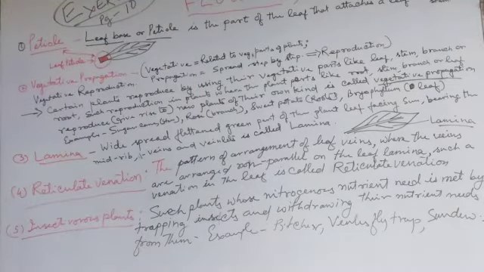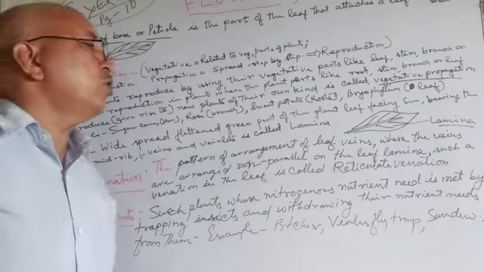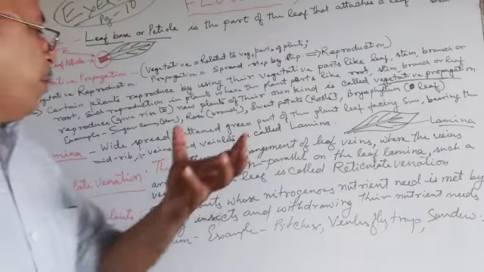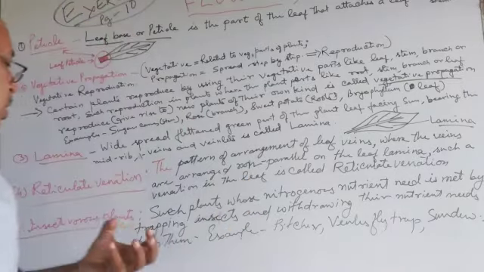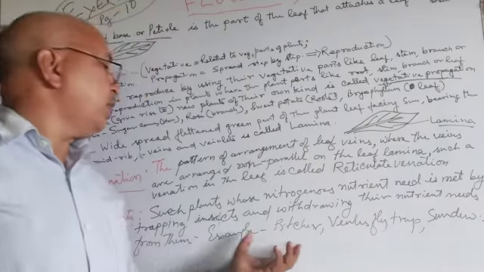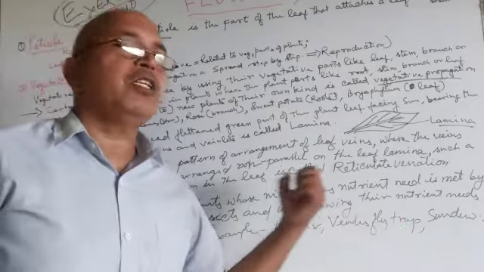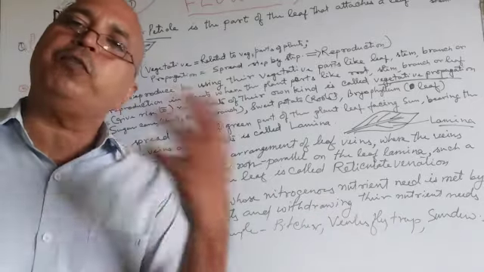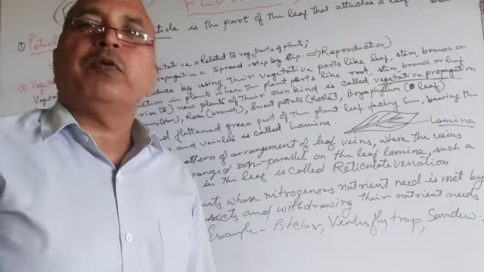Then insectivorous plants, such plants whose nitrogenous nutrient need is met by trapping insects and withdrawing their nutrient needs from them, right? Some plants of this kind are pitcher plant, Venus flytrap, and so on. Here the leaves are modified and perform a modified function.